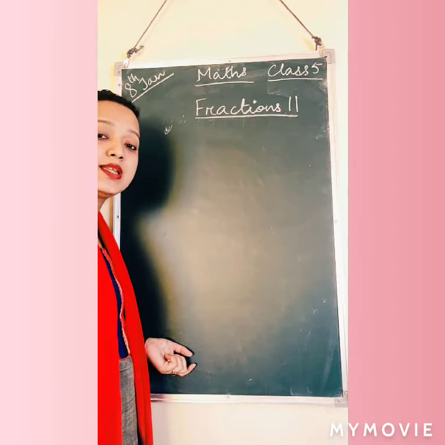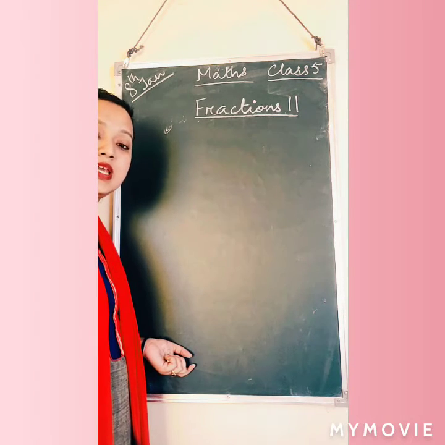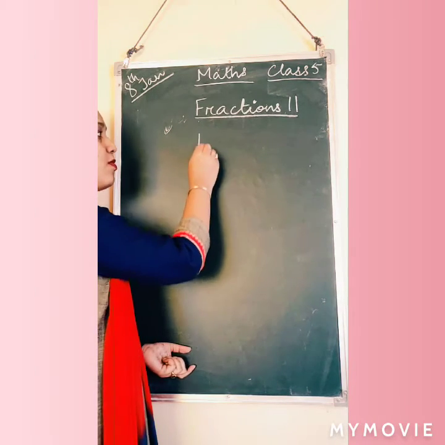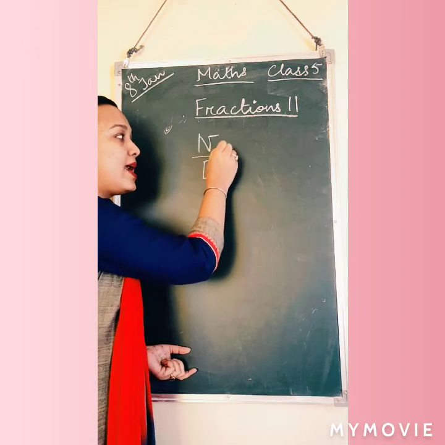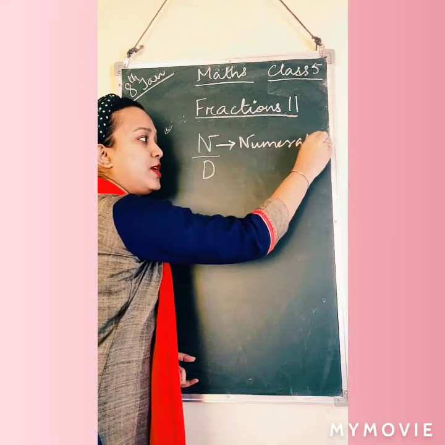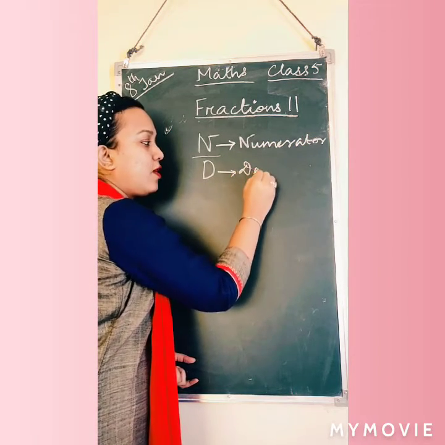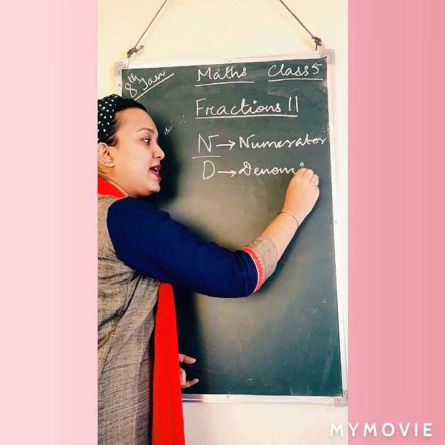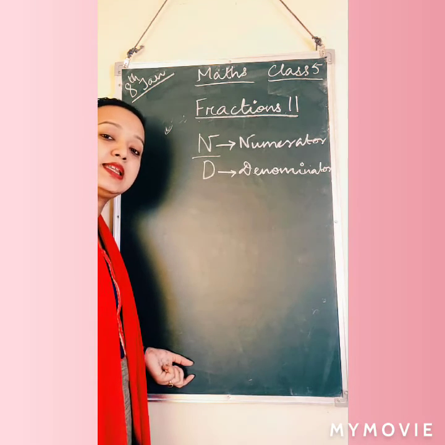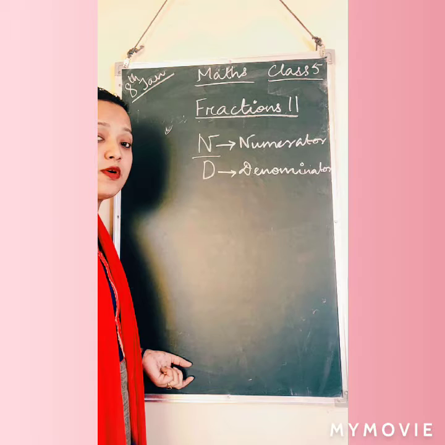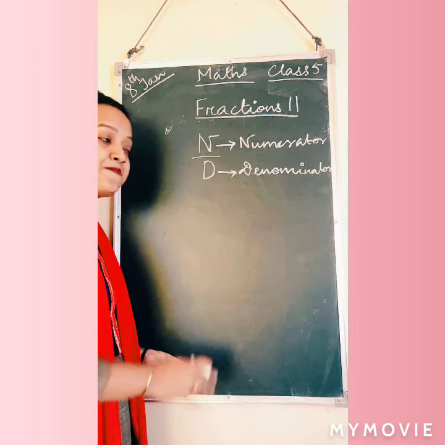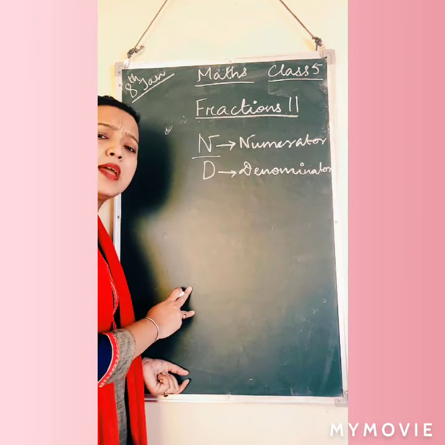Fraction is nothing but a part of a whole. We can represent a fraction in the form of n by d, where n stands for numerator and d stands for denominator. Any number represented in the form of numerator by denominator is termed as a fraction. Now, under this fraction there are many types.